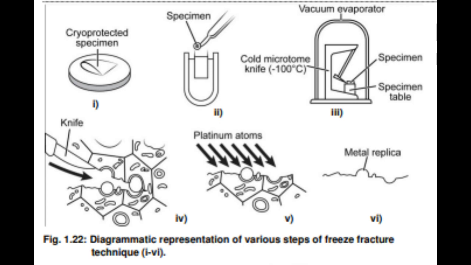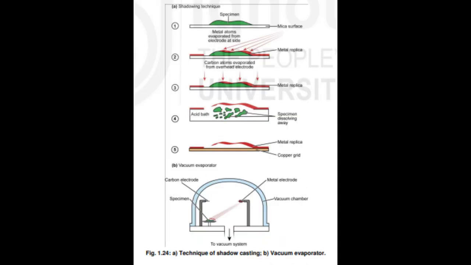1.4.4 Shadow casting. Shadow casting is a technique which helps in studying the surface texture of the specimen material. The method involves vacuum deposition of a metallic film on dried specimens. A three-dimensional electron beam image is produced using this technique. This process involves deposition of an electron dense substance upon the specimen at an oblique angle so that only a part of the specimen is coated.